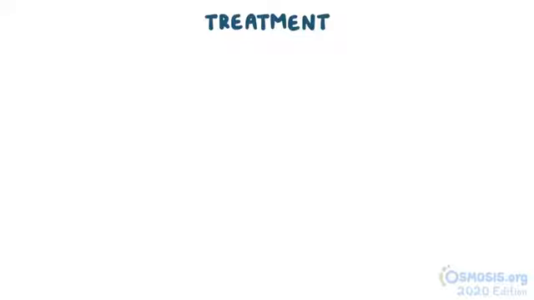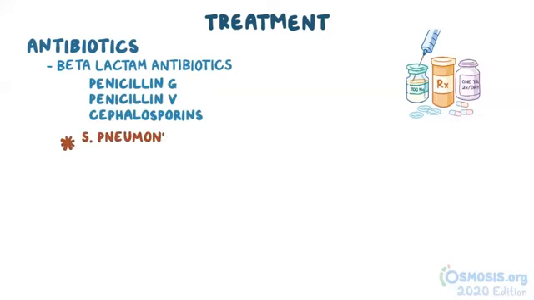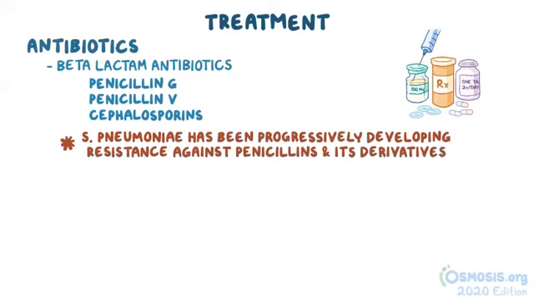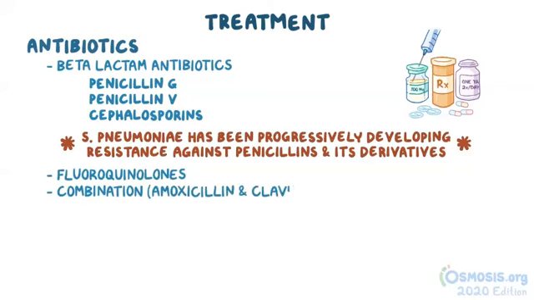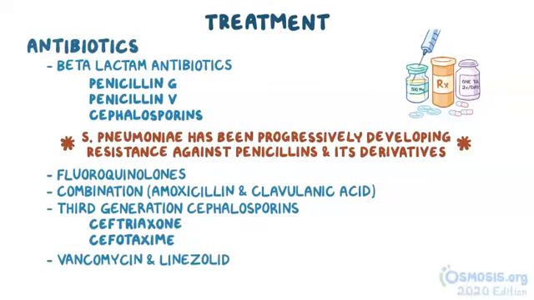Finally, treatment for infections with strep pneumoniae requires antibiotics. The classic first line of treatment are beta-lactam antibiotics, like penicillins G and V, or cephalosporins. However, strep pneumoniae has been progressively developing resistance against penicillins and its derivatives such as amoxicillin and ampicillin. So alternatives include fluoroquinolones, the combination of amoxicillin and clavulanic acid, as well as third-generation cephalosporins like ceftriaxone and cefotaxime. Ultimately, vancomycin and linezolid can be used.